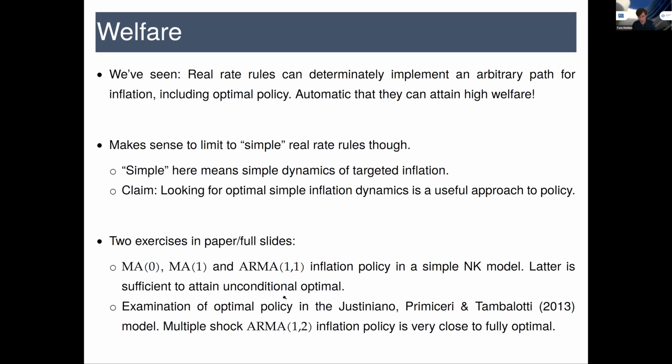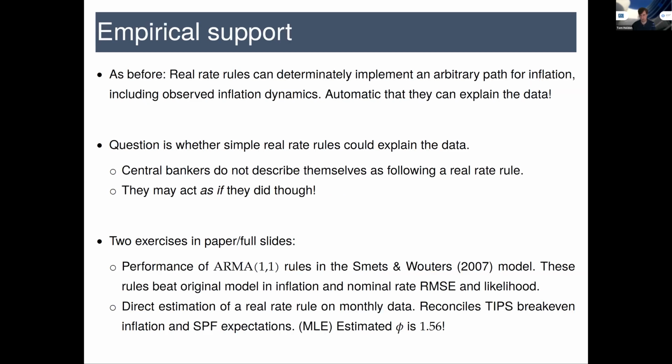And then I do something in a larger DSGE medium scale model, the model of Justiniano, Primiceri, and Tambalotti. There I show that if the central bank targets dynamics of inflation that are an ARMA 1.2, responding to all of the structural shocks in the model, then the resulting policy is very close to the true, fully optimal policy. The intuition for why such a simple process is enough is that optimal inflation is much less persistent than realized inflation. So you really don't need many lags to capture optimal inflation dynamics.